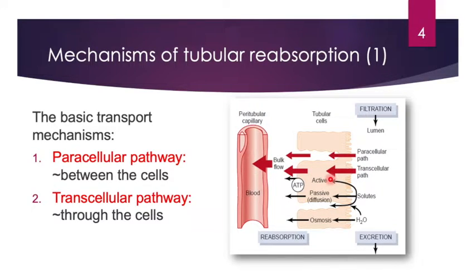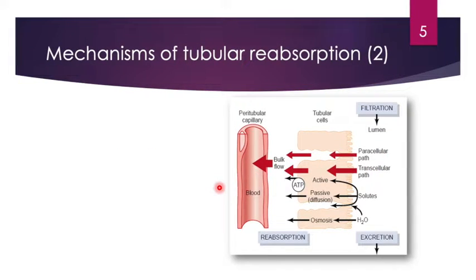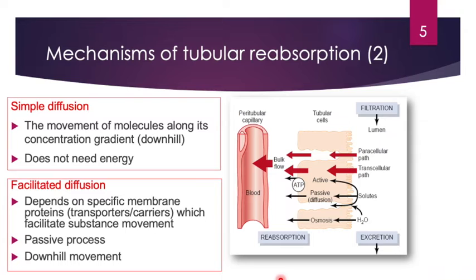So these are the pathways that substances can take from the lumen into the tubular capillary, either paracellular pathway or transcellular pathway. The mechanism by which this transportation occurs depends on the type of substances, transporters, and the need for energy. The transport mechanisms that do not need the use of energy are diffusion, which can be further categorized into simple and facilitated diffusion.